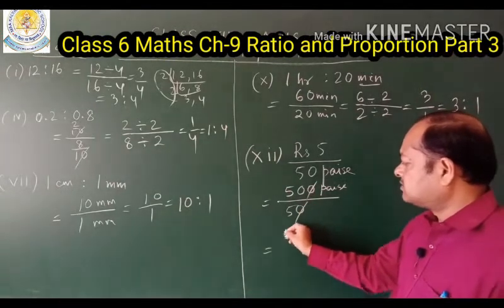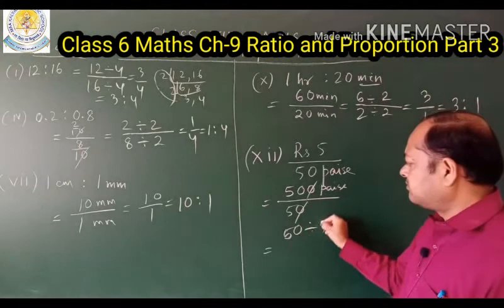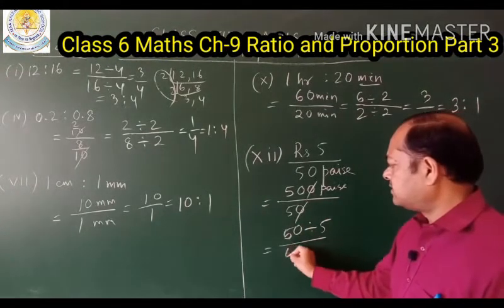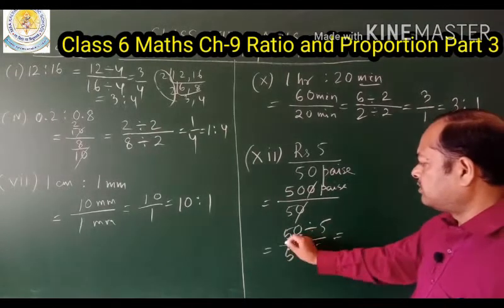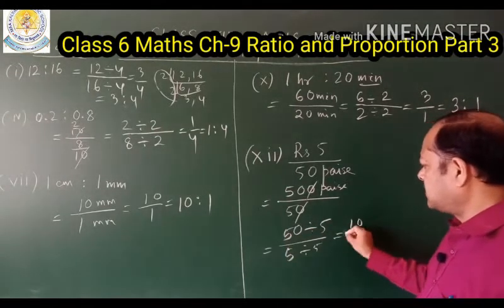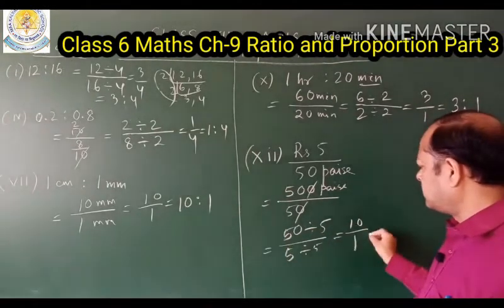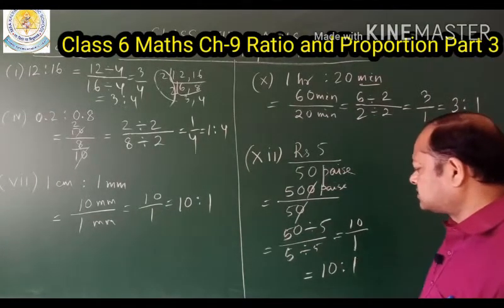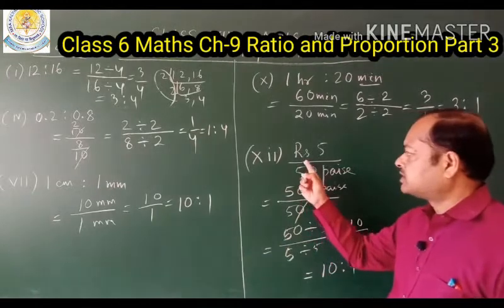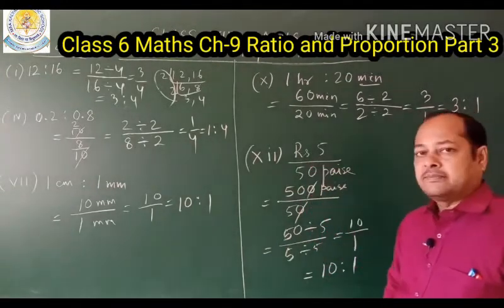Again this is divisible by 5. 50 divided by 5 and 5 divided by 5. 50 divided by 5 will be how much? That is 10, and 5 divided by 5 will be 1. What is the ratio you got here? 10 is to 1 is the simplest form of this ratio, that is rupees 5 upon 50 paise.